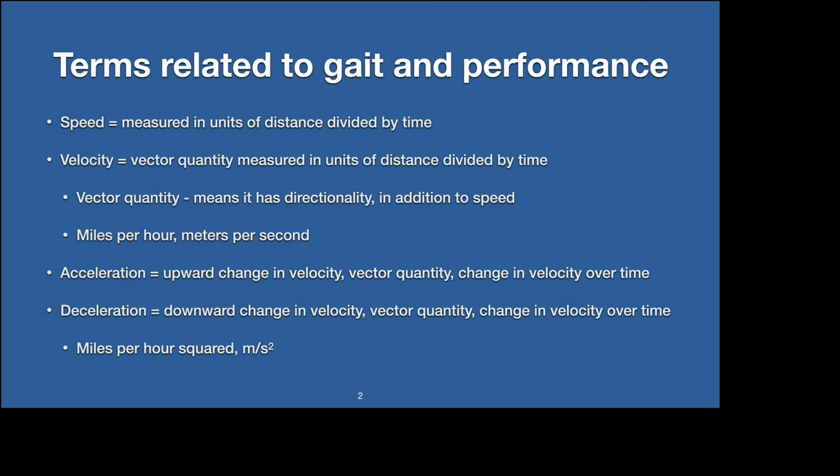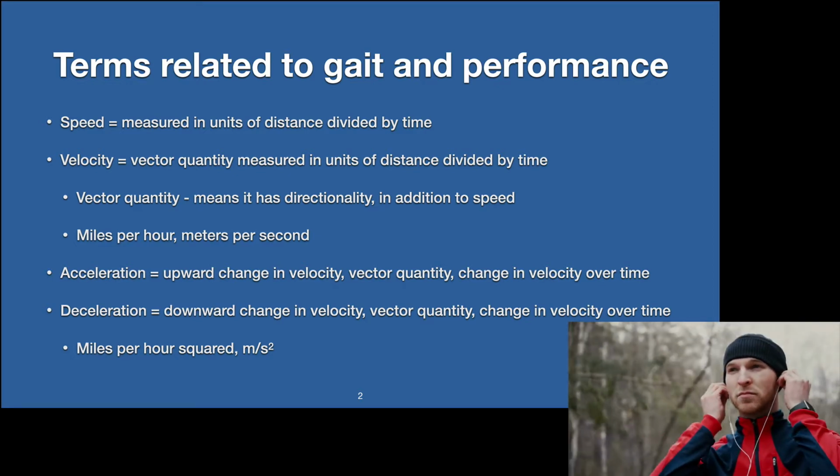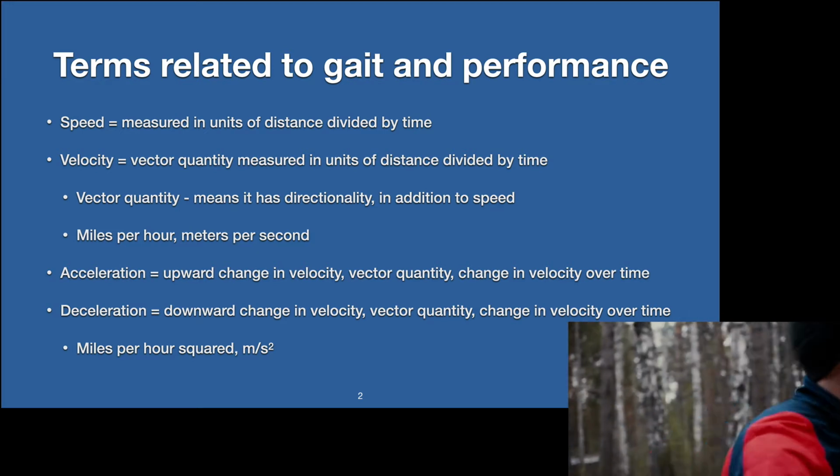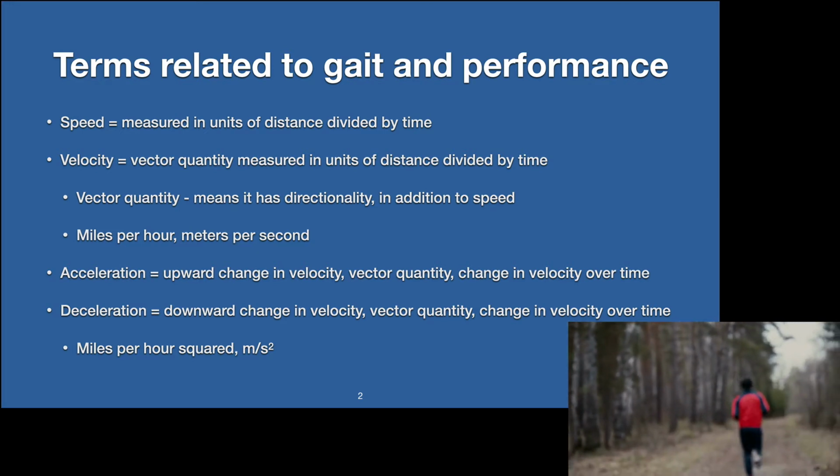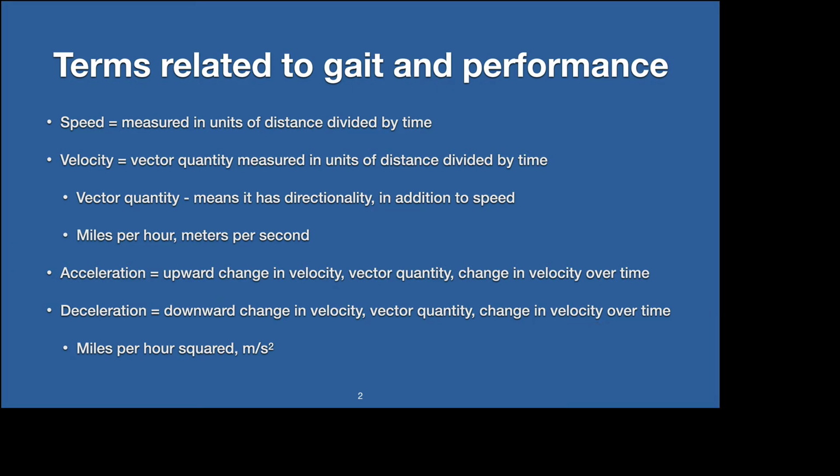So let's look at our first group of terms. The terms that I want to go over on this slide are speed, velocity, and acceleration and deceleration. Speed is a simple concept, right? We think of it as how fast you're going, and in physics it is defined as a unit of distance divided by time. So how far an object moves over a given period of time. Speed by itself does not have directionality. It's just how far something moves over what period of time. So miles per hour would be a measure of speed.